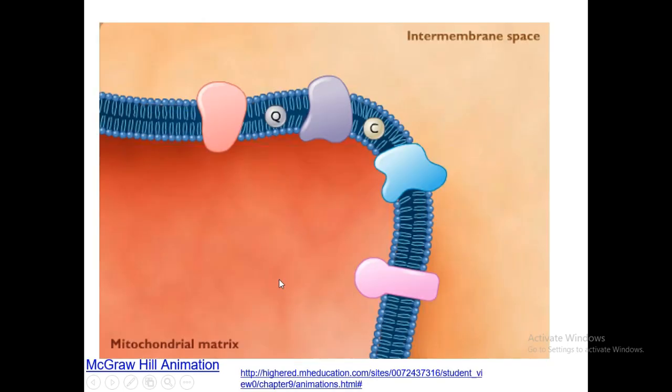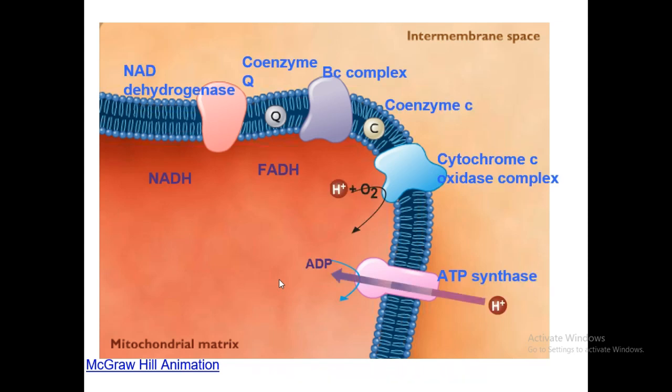Okay, kani animation para masabsabtan, no? Okay. The other name of complex 1 is NAD dehydrogenase. Then complex 2, the other name is BC complex. Then the third protein, the third complex, which is called cytochrome C oxidase complex. And the final complex in the ETC is ATP synthase.